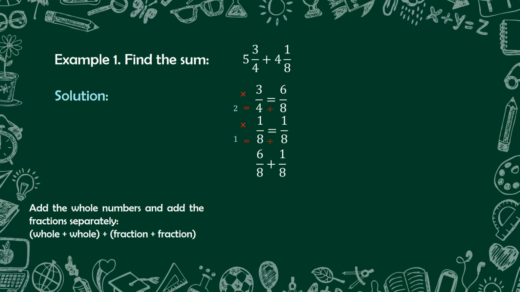Now, as our steps said earlier, add the whole numbers and add the fractions separately. So whole plus whole, plus fraction plus fraction. Our whole numbers are 5 plus 4. Then our two fractions are 6 over 8 plus 1 over 8. Now, let's add first our whole numbers. 5 plus 4 is equal to 9. And then add 6 plus 1, that will be 7. Then copy the denominator, that is 8. Our final answer is 9 and 7 over 8.